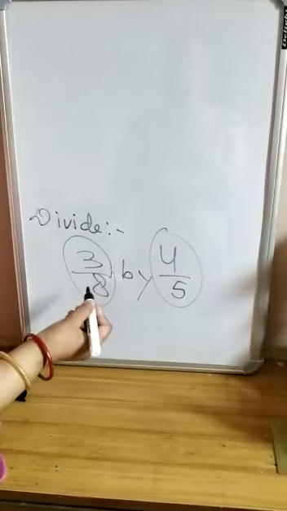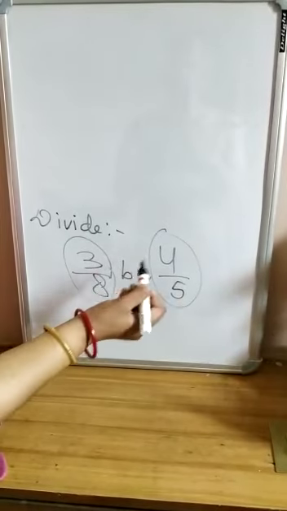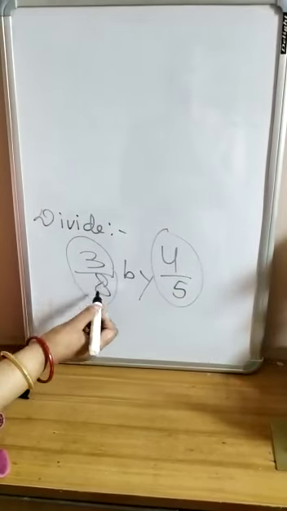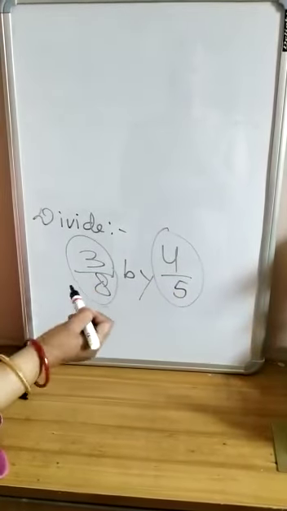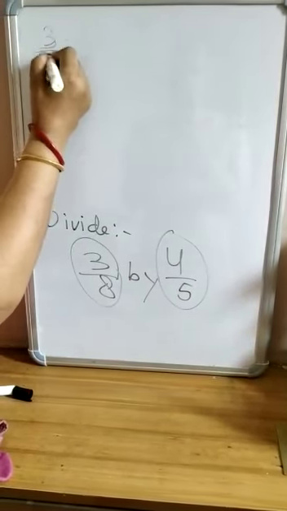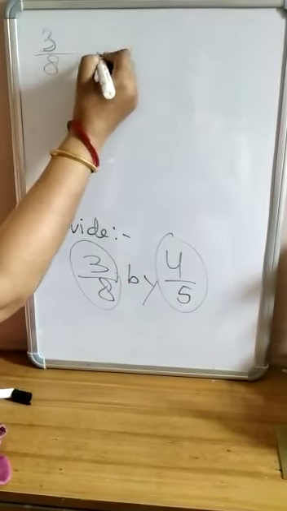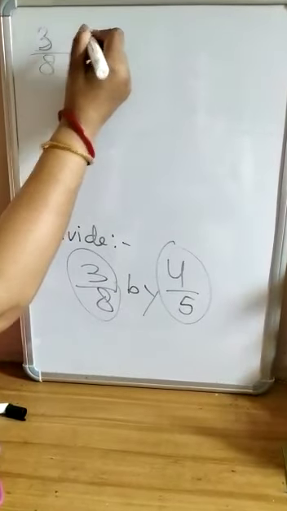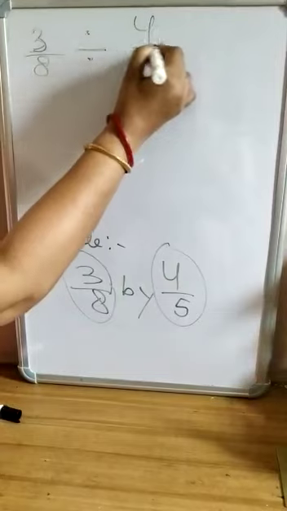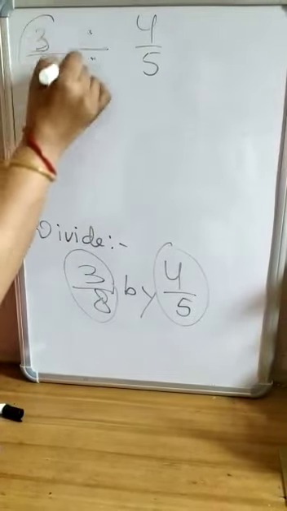Now here, divide 3 by 8 by 4 by 5. These two are two fractional numbers. Here 3 by 8 is a dividend and 4 by 5 is a divisor. So firstly I will write down 3 by 8 divided by, this is the division operation, division sign, 4 by 5. Here 3 by 8 is a dividend and 4 by 5 is a divisor.